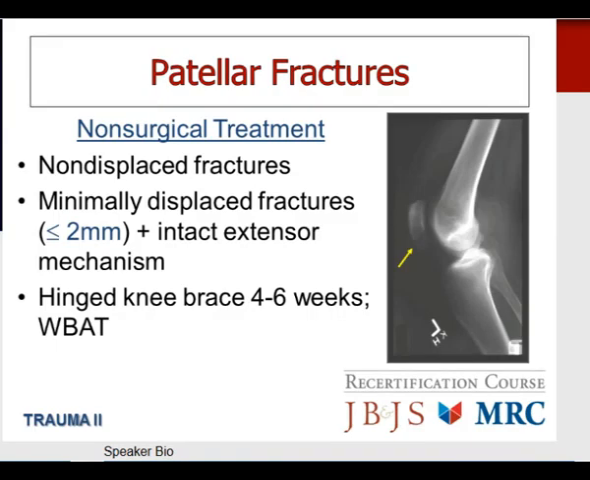Moving on now to talk about patellar fractures. Non-displaced patellar fractures can be treated non-operatively, as well as those fractures that are minimally displaced, defined as less than 2 millimeters of disruption of the patellar articular surface with an intact extensor mechanism. So you want to make certain that the patient can actively extend the knee. If these criteria exist, then the patient can be treated with a hinged knee brace for 4 to 6 weeks, with weight bearing as tolerated in the brace, typically performed with the brace locked in extension.